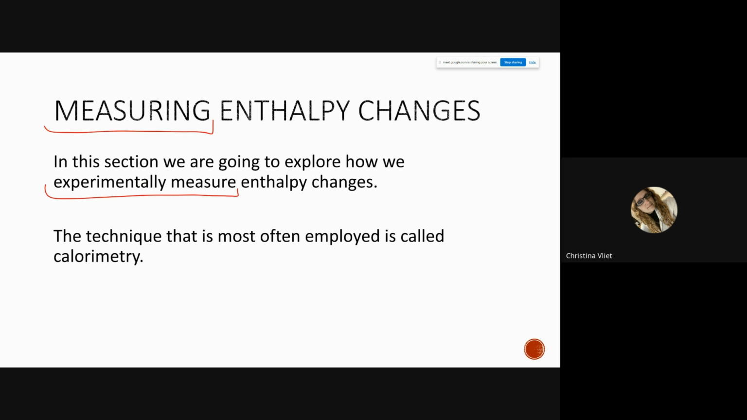The technique we're going to be using, which I don't know why we don't just use calories instead of joules, and Cambridge calls it calorimetry, which sounds like calorie to me. So calorimetry is the experiment that we do to measure enthalpy changes in a chemical reaction. Yes?